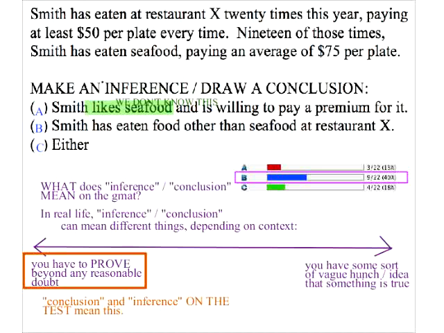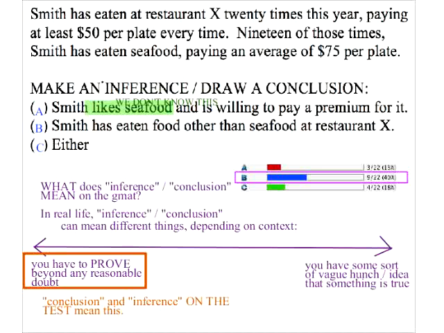Could be religious, maybe Smith doesn't eat meat on certain days and eats seafood instead. Like a lot of Catholics eat fish on Friday. Maybe restaurant X is a seafood restaurant and only has other food on special occasions. The point is there's a whole lot of reasons that are perfectly reasonable why Smith might be eating so much seafood besides Smith likes seafood. So this is not proved beyond any, there are plenty of reasonable doubts here.